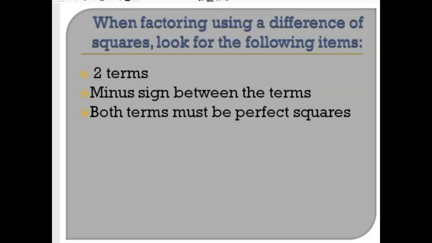When factoring using a difference of squares, there are a few things we want to look for in a problem to identify it as a difference of squares formula. One of the things we're looking for are two terms. The next thing we want to look for is a minus sign between the terms. And the final thing we want to look for is that both terms are perfect squares.